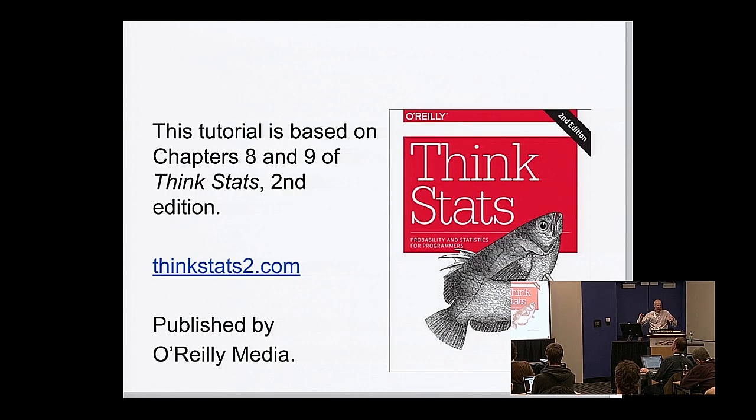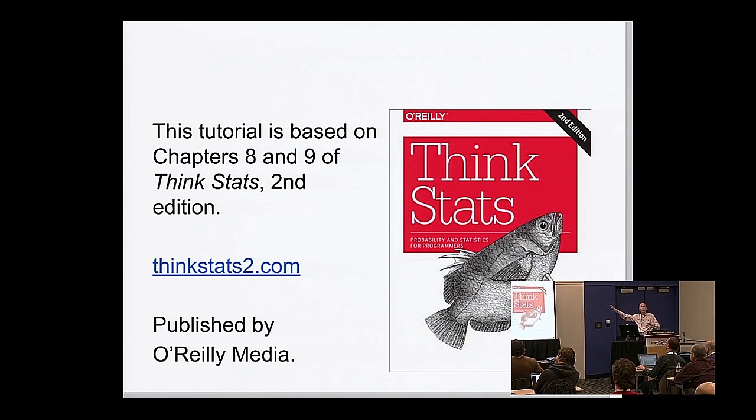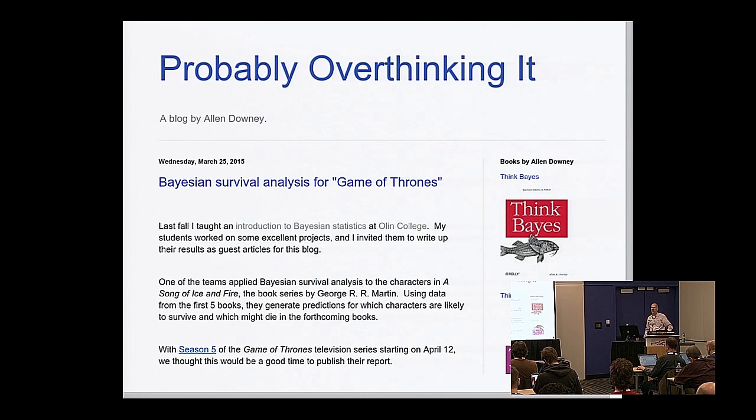Most of what I'm doing is based on 2 chapters from Think Stats. This is the 2nd edition that just came out about 6 months ago. It's published by O'Reilly if you want a hard copy. It's also available at thinkstats2.com, 2 for 2nd edition. And that's under a Creative Commons license, so you can download the PDF, you can make modified versions, you can translate into other languages. Some of what I'm talking about today is based on my blog, which is called Probably Overthinking It. I publish a lot of things about statistics and Bayesian statistics. This particular series you might enjoy.